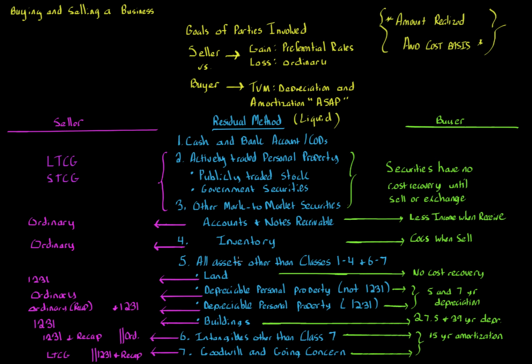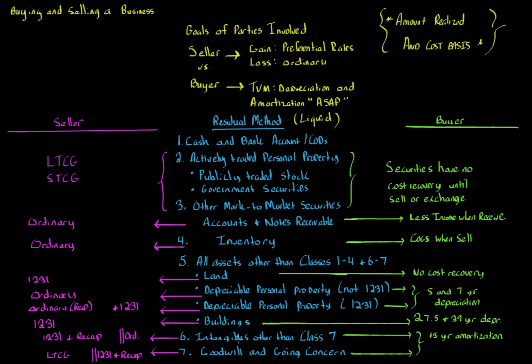Class 5, this one's interesting. I know the code, the tax law loves to do this. All assets other than classes 1 through 4 and classes 6 and 7. So I'm going to come back to this one, but class 6 is intangibles other than class 7, and class 7 is goodwill and going concern value. So class 6 includes all other intangibles other than goodwill and going concern.